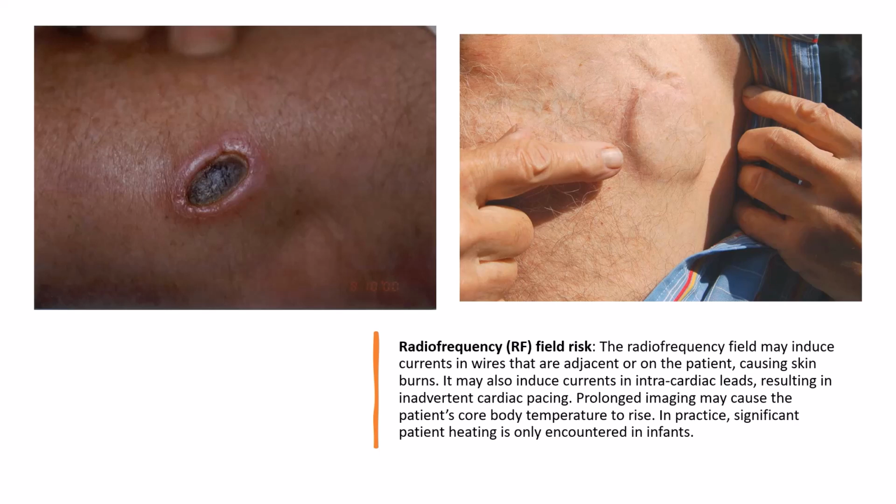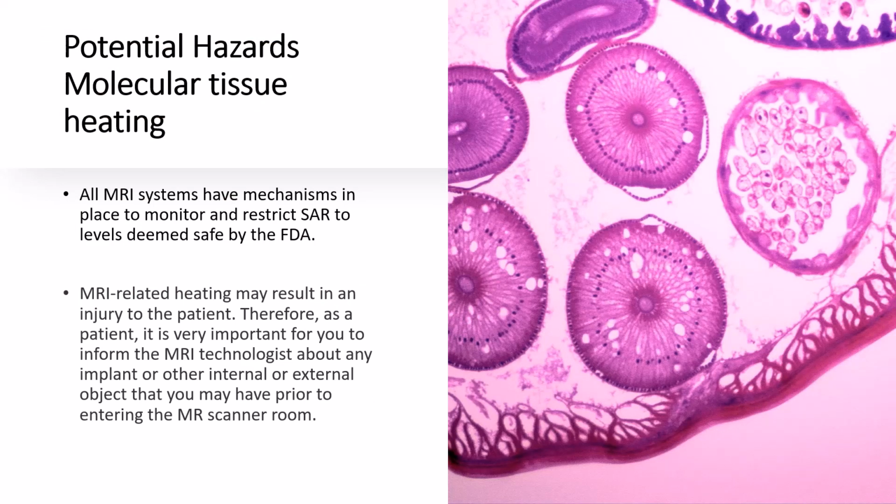In practice, significant patient heating is only encountered in infants. All MRI systems have mechanisms in place to monitor and restrict the specific absorption rate to levels of RF energy deemed safe by the FDA. The absorption rate is based on body habitus, and obviously as people are larger than infants, it is only the infants that we really have to worry about.